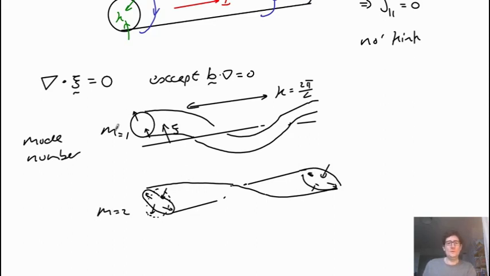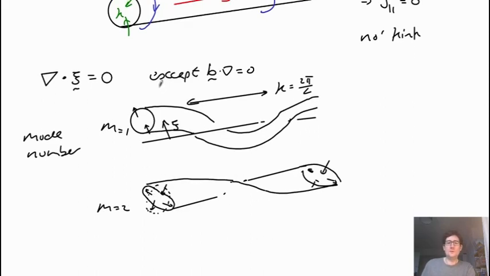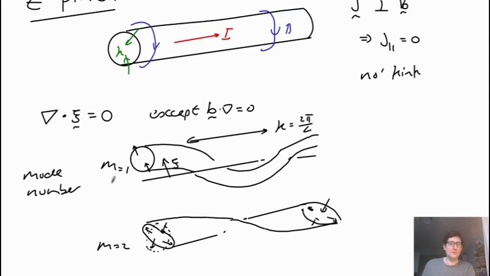So m equals 1 is kind of special in that it's not changing the shape of the cross section; it's just moving the whole plasma. Whereas m equals 2 is now distorting and twisting, squashing the plasma and moving it like this. So we're looking for Fourier modes which have a mode number m in the poloidal direction and a wavelength with a k in the z direction, so along here. If this direction here is z, this angle around here is theta.